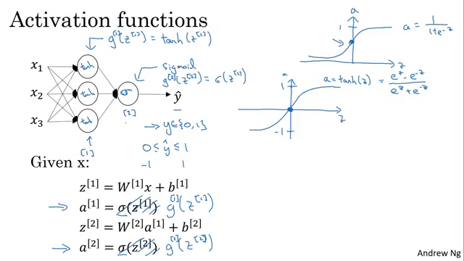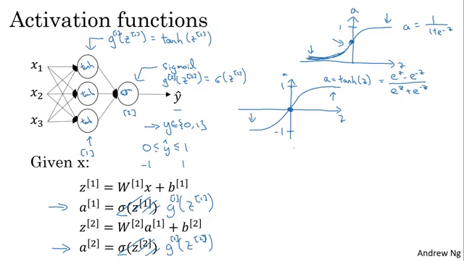Now, one of the downsides of both the sigmoid function and the tanh function is that if z is either very large or very small, then the gradient or the derivative or the slope of this function becomes very small. So if z is very large or z is very small, the slope of the function ends up being close to 0, and so this can slow down gradient descent.